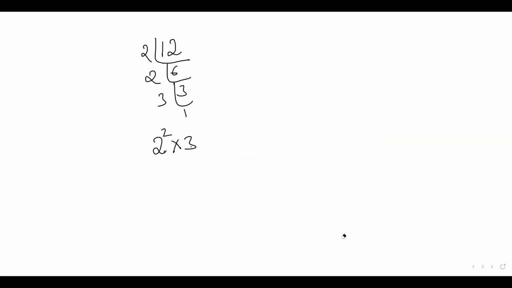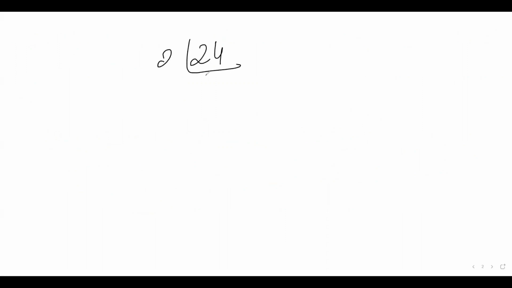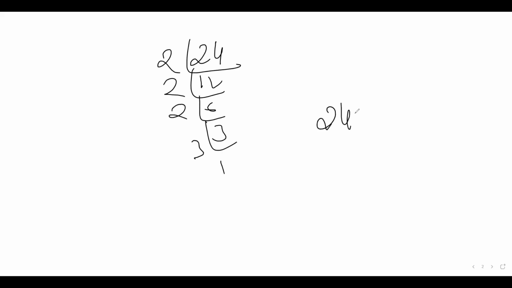Can anyone tell me one more composite number? 24. Very good example. Let me factorize: 2 12s are 24, 2 6s are 12, 2 3s are 6, 3 1s are 3. 24 is a composite number. Why? Because we are able to express 24 as a product of primes.